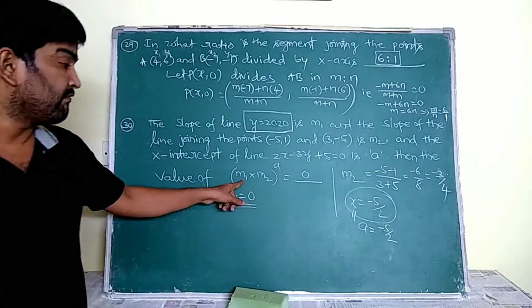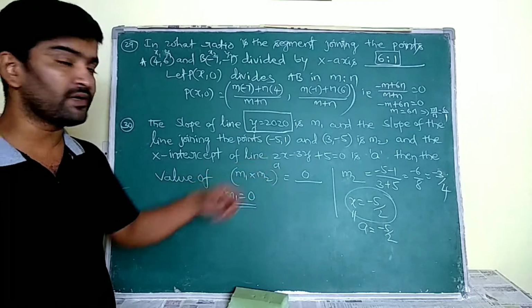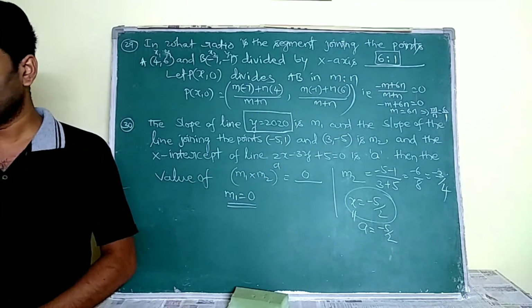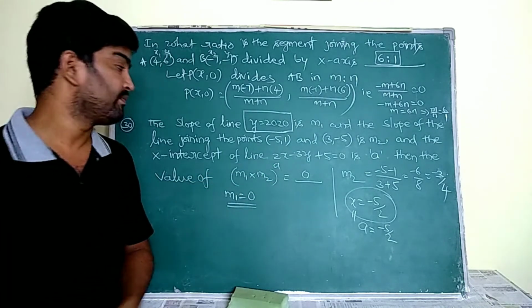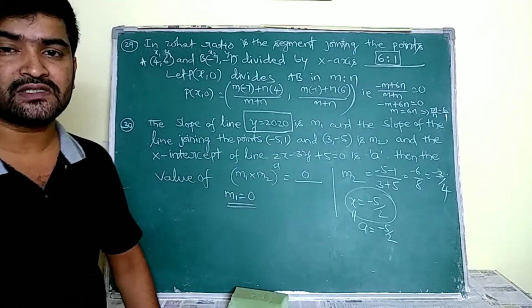So see, m1 is equal to 0. So 0 into (minus 3 by 4) whole power of minus 5 by 2, its value is 0. Directly you may write, as m1 we obtained 0, so its value is 0.